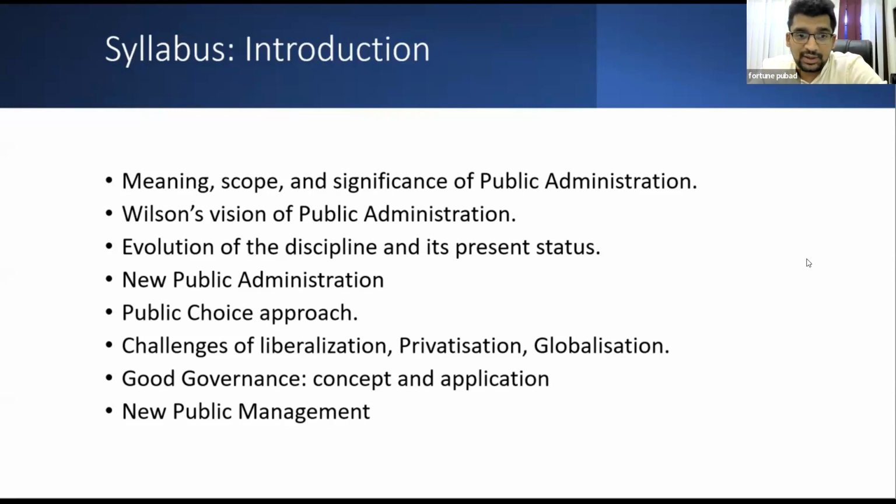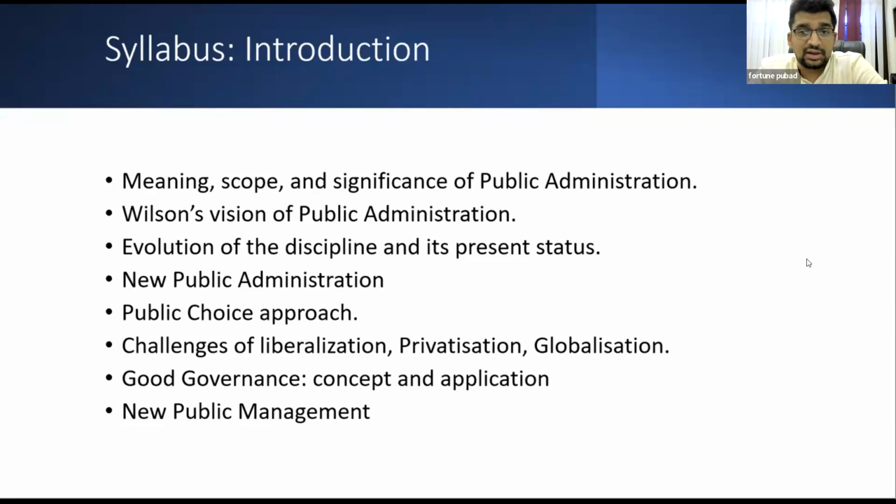So for the first four parts, meaning, scope, significance, and Wilson, particularly Woodrow Wilson, it's a direct question. Evolution, we know that it is all about a direct question in NPA. In these four topics, there are common elements, common answers, and we can include thinkers. Whenever you are writing an answer for these introduction questions, the one thing that you need to remember is to add a thinker to every answer. At least a mention.